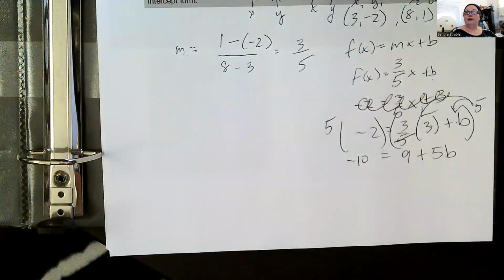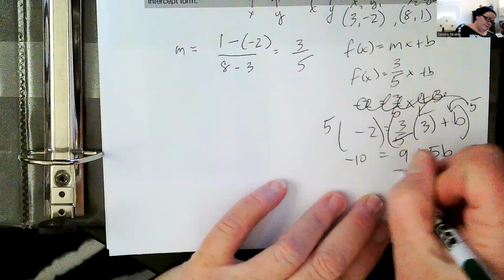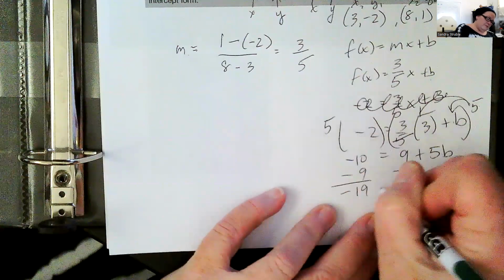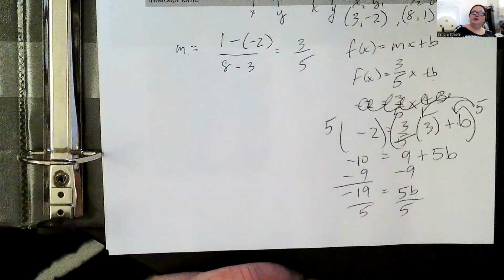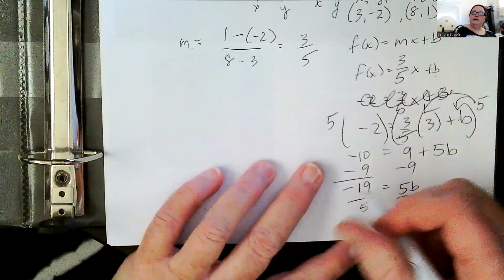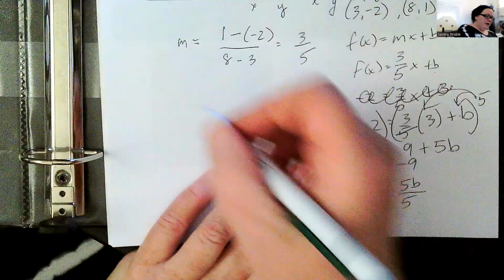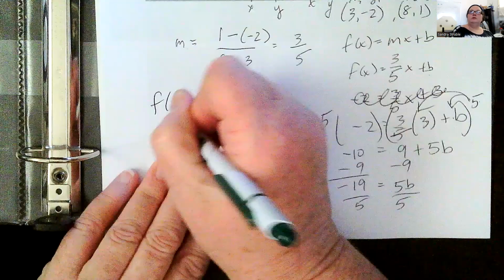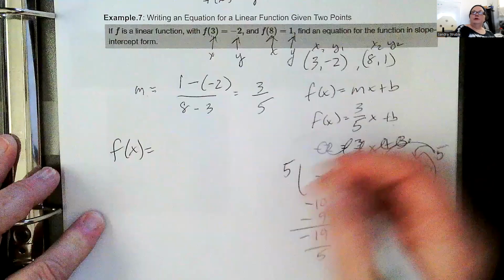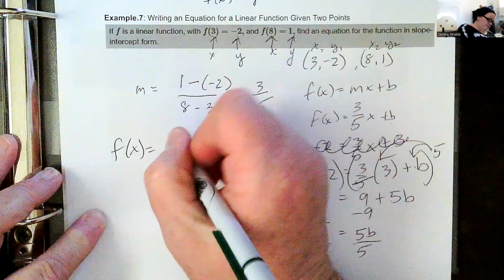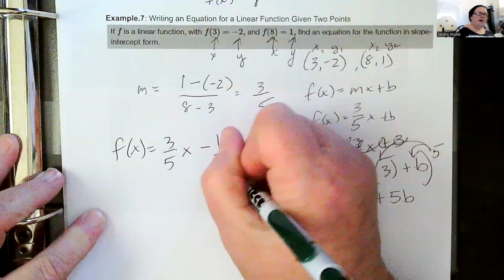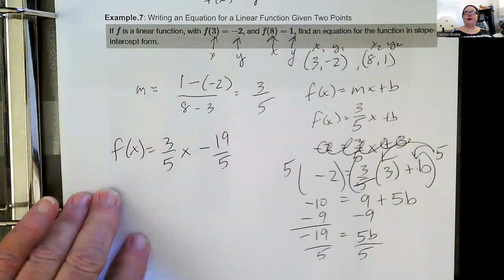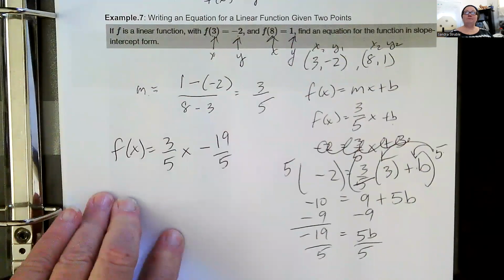Okay, we're just going to solve for b now. I'm going to subtract 9 from both sides and divide both sides by 5. So b is -19/5. So f of x equals 3/5 x minus 19/5. Here's our answer for that in slope-intercept form.